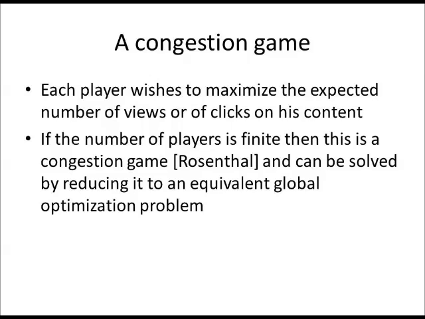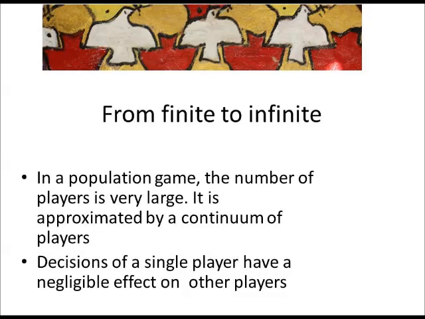When the number of players is finite, then this game is equivalent to a congestion game of Rosenthal, as we have already seen in the beginning of the course, and can be solved by reducing it to an equivalent global optimization problem. By that I mean that it is a potential game and it has all the advantages of being one. In a population game, the number of players is very large.